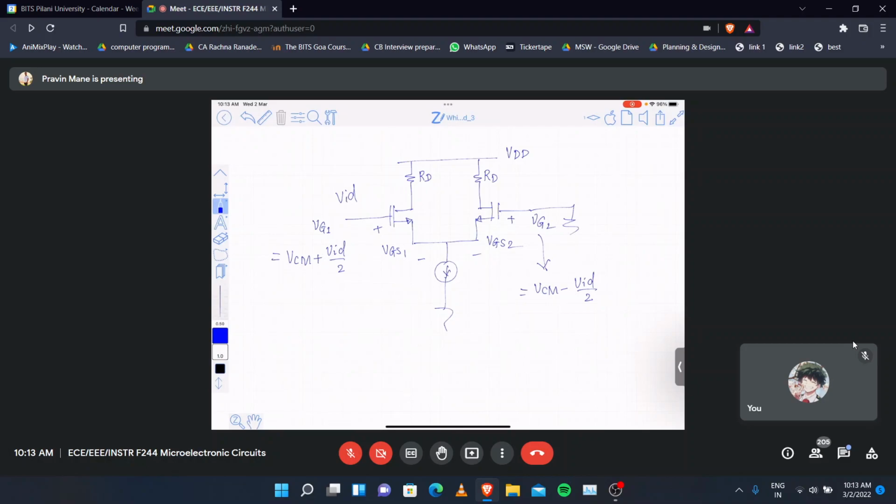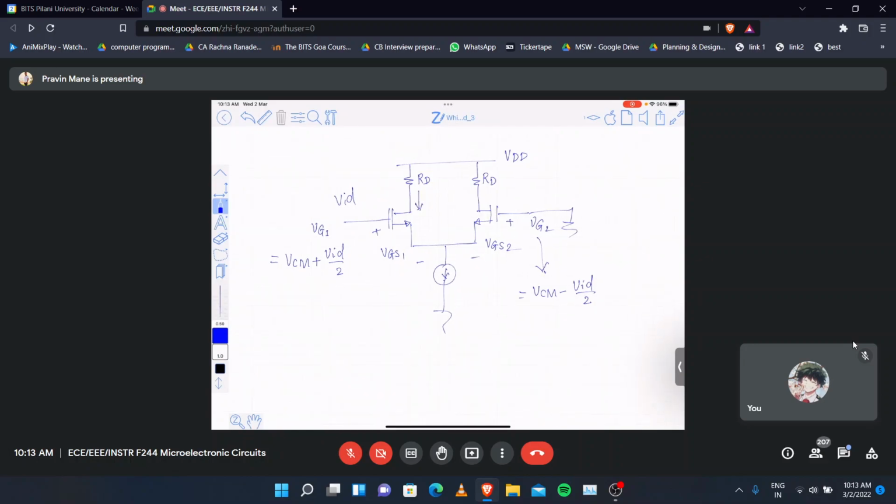Okay, now we will see the meaning of small signal analysis. What is the meaning of small signal analysis? VID should be less than twice the overdrive voltage. Under that condition, how do we find the output voltage in this case? Now, can you tell me what is the current that is flowing through this resistance RD?